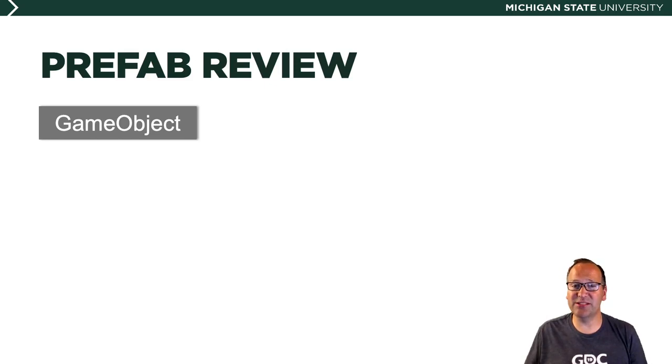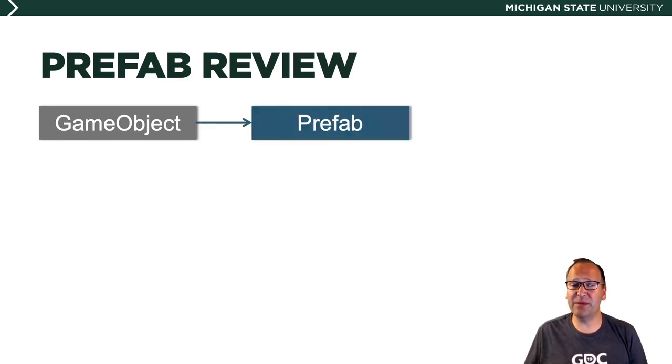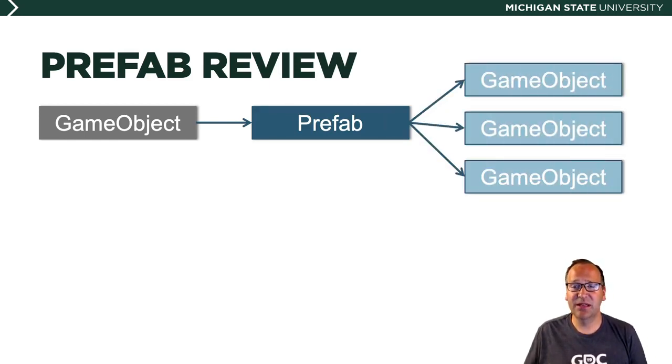Prefabs are an important concept, so let's review. Once you set up a game object with all of its components, you can convert it into a prefab. A prefab is essentially a template game object. With the prefab, you can make many additional game objects. The nice thing about game objects created from a prefab is that if you update the prefab, it will automatically update all of the game objects built upon it.